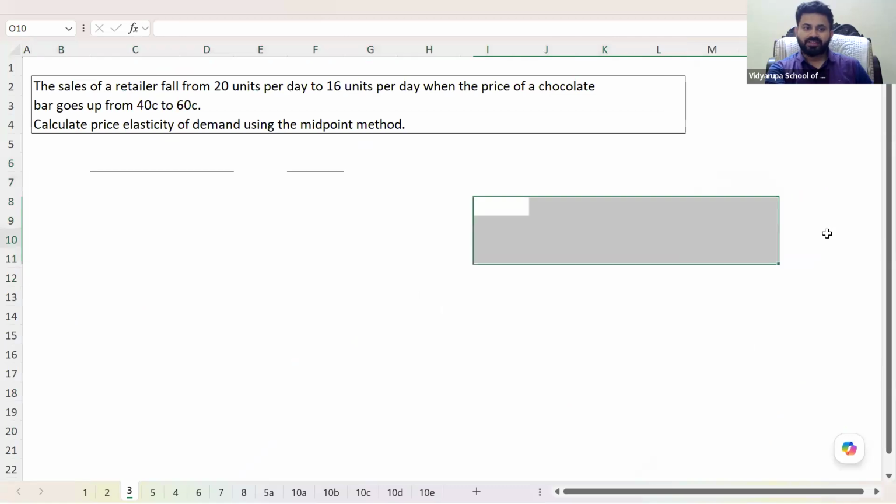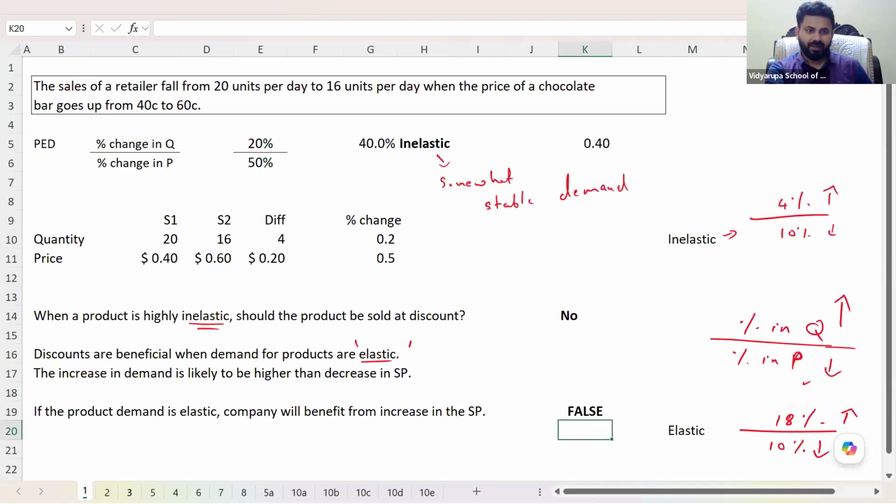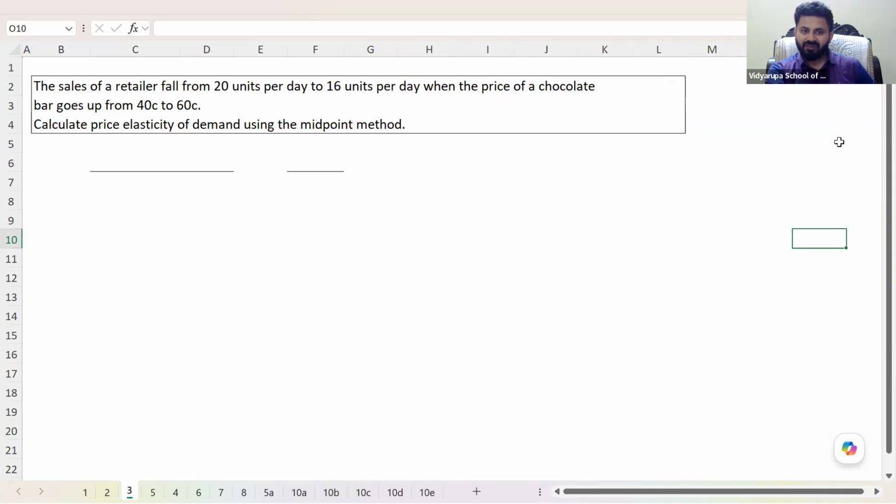Okay. Actually, it's the same as the first scenario: sale of a chocolate bar. The same scenario that we have seen. But this time, I'm specifically asking you to calculate the price elasticity of demand using the midpoint method. That's the only difference. Let's see what answers you guys are getting.